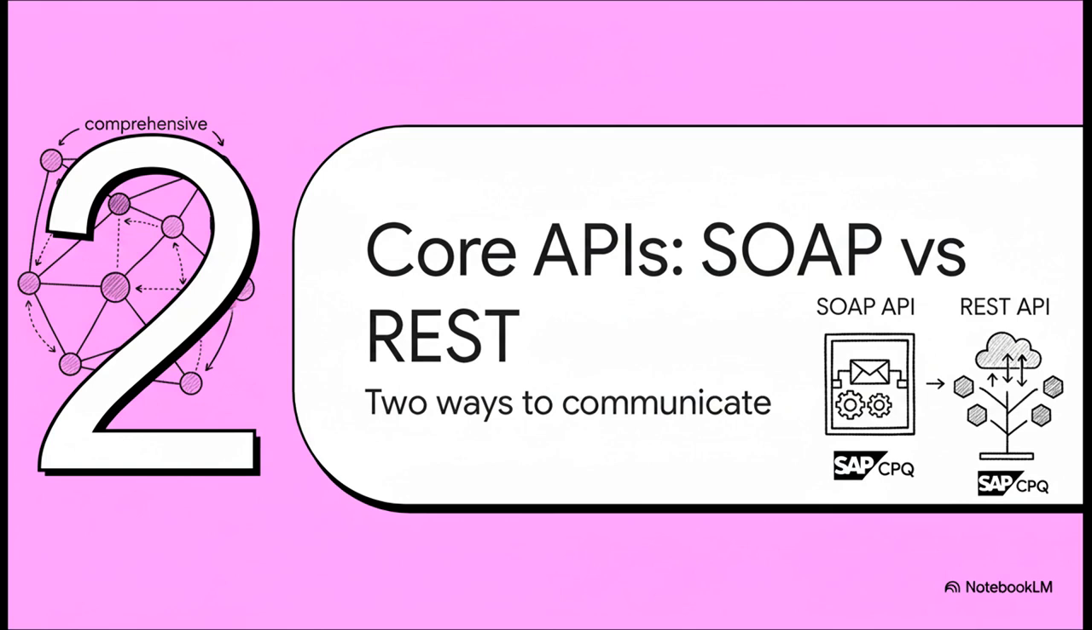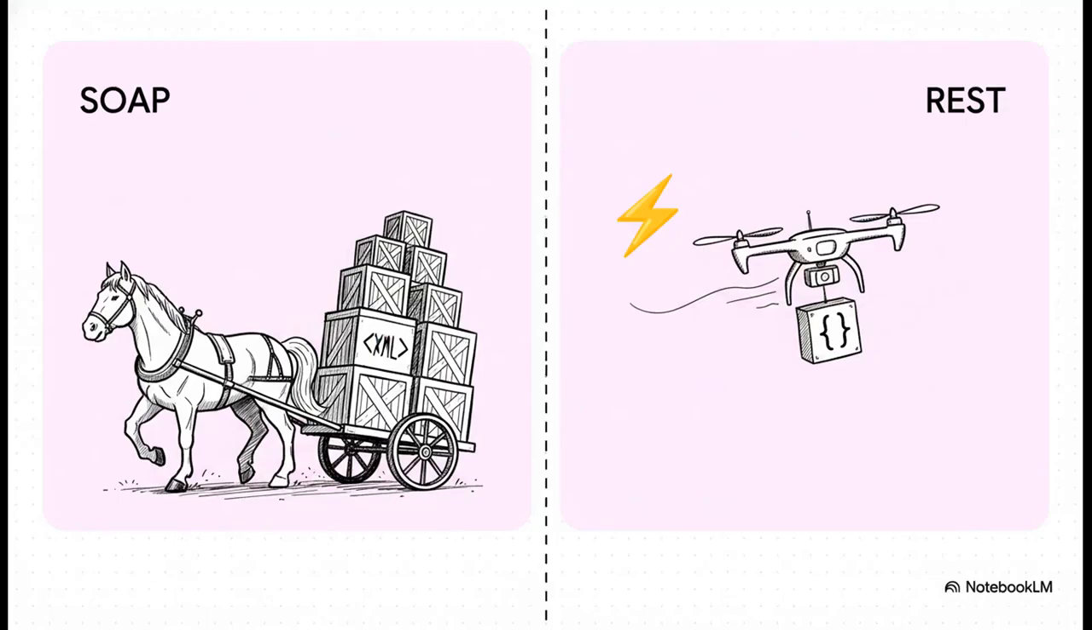Okay, so how do we actually talk to the system? Well, SAP CPQ gives us two main ways to communicate, two API families. The classic, super comprehensive SOAP API, and the more modern, flexible REST API. Now, what's really interesting here is the clear difference between these two. Think of SOAP as the old-school reliable workhorse. It's built on XML, it's very structured, and it's perfect for those deep, heavy data operations. On the flip side, you have REST. It's the newer, more lightweight approach that uses JSON, which is perfect for modern web apps and integrations.